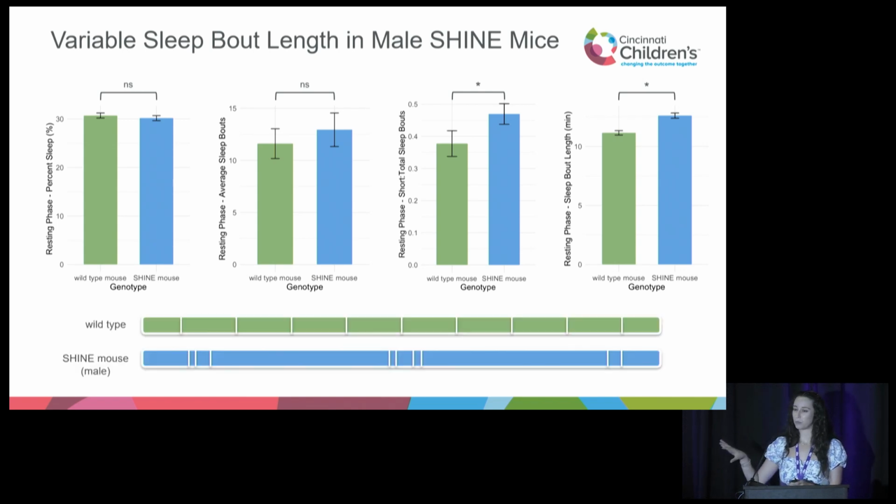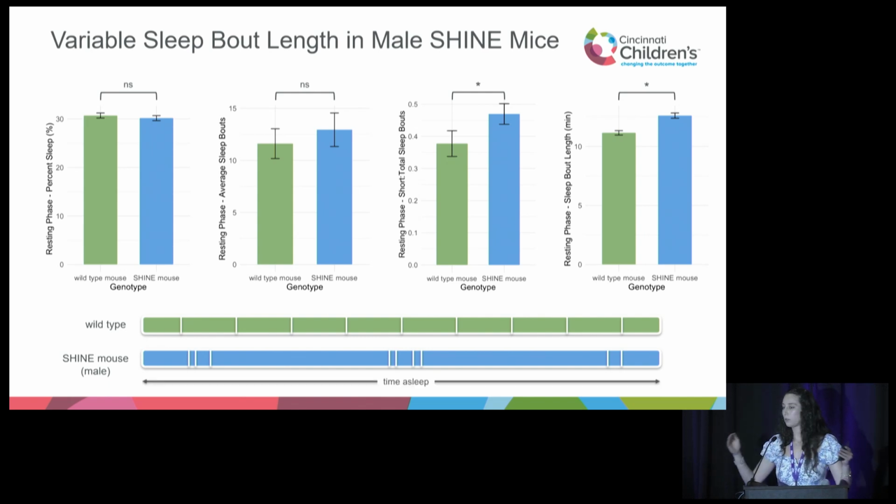So I'm going to give you a very rough sort of schematic here of what we're looking at. So let's pretend that the green here is sort of representing our wild type sleep, and the blue is representing our SHINE mouse, particularly in the male's sleep. The length of this bar is going to represent the total time of sleep, and you can see it's the same between the two mice. And the space between these white barriers, we're going to call that one of the sleep bouts, right? One of the times they stay asleep and then they wake up for a bit and then they stay asleep again. We see that the SHINE mice have more shorter sleep bouts and then these compensatory longer sleep bouts, right?